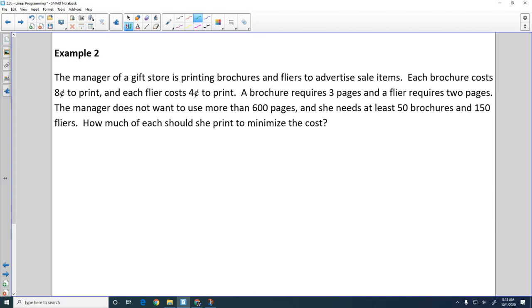So the manager of a gift store is printing brochures and flyers in order to advertise different items that it's got for sale. Each brochure costs 8 cents to print and each flyer costs 4 cents to print. A brochure requires 3 pages, a flyer takes only 2 pages, and this manager doesn't want to use more than 600 pages total. They're trying to keep that number down. But she does need at least 50 brochures, and she needs at least 150 flyers. So how much of each should she print in order to minimize the cost?